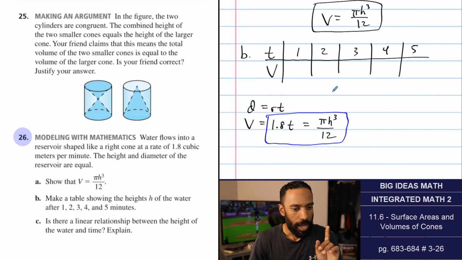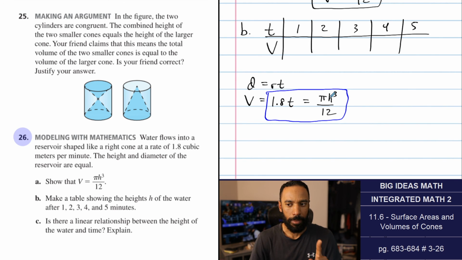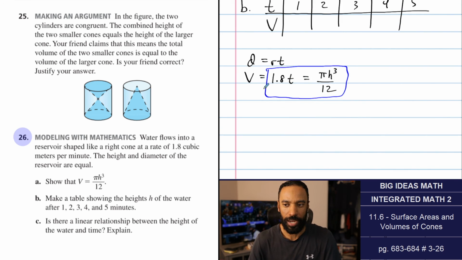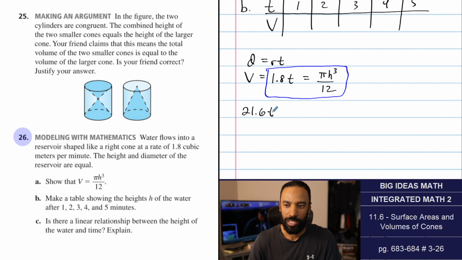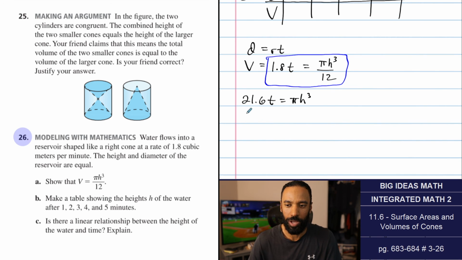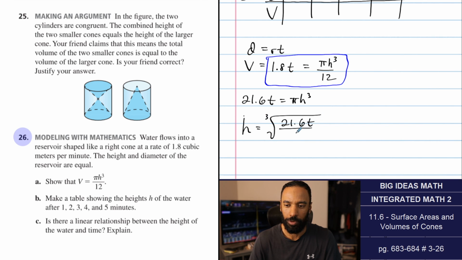And height is a function of time. I want to get h by itself in this equation now. So I'm going to multiply both sides by 12, and 1.8 times 12. I'll go back to that table. I will do the table again. 1.8 times 12 is 21.6. So I get 21.6 t equals pi h cubed. I need to divide both sides by pi and take the cube root of h. So h will be the cube root of 21.6 t all over pi.